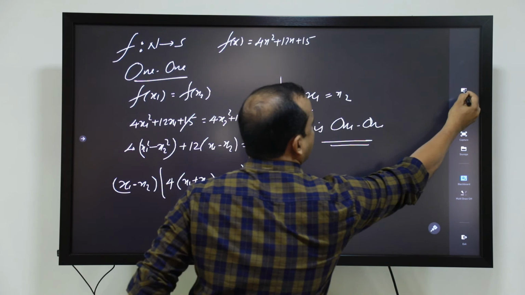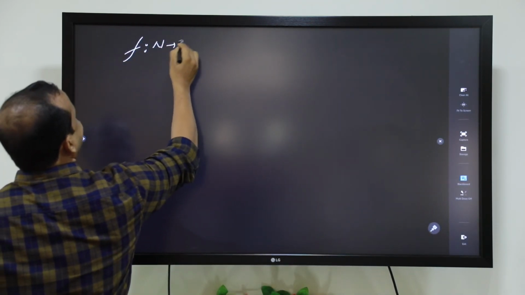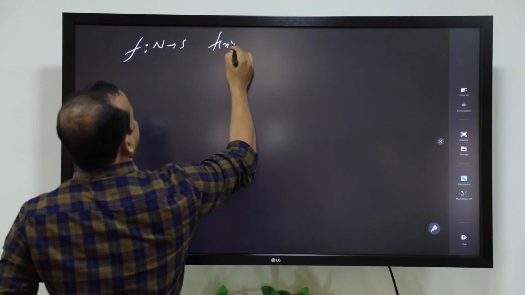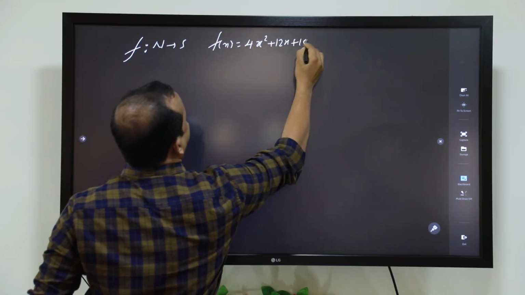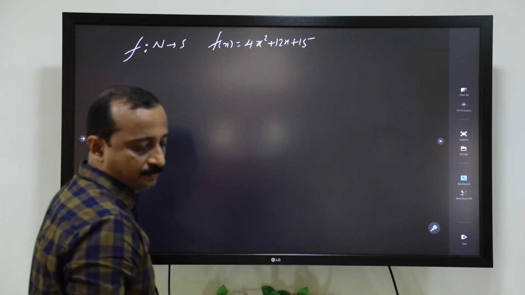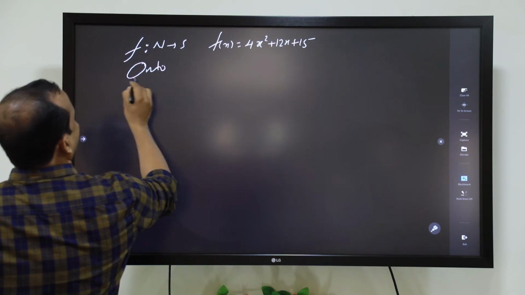Okay, next we show that our function is onto. Our function is f from N to S defined by f of x equals 4x squared plus 12x plus 15. Now we prove that f is onto. How to prove?